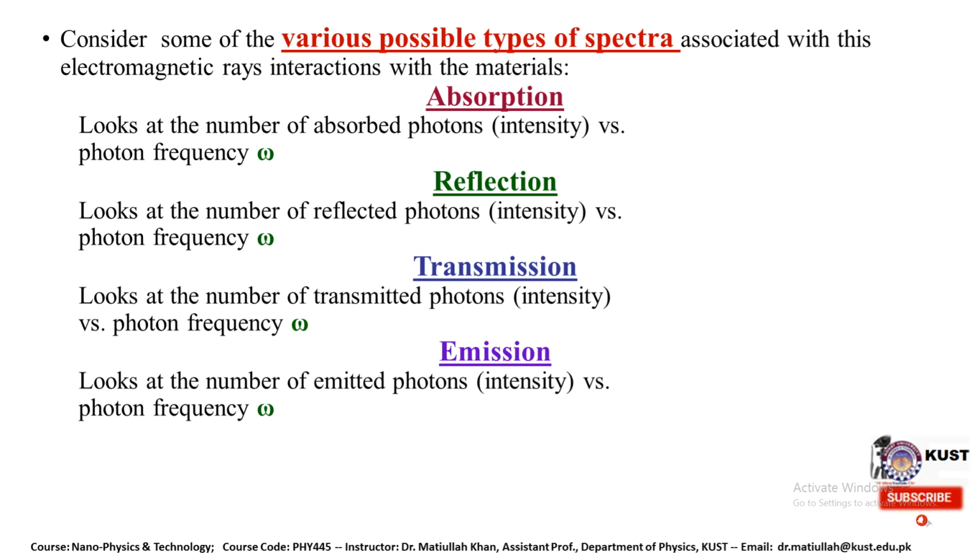And the final possibility is the emission process, where we look at the emitted photon intensity versus the photon frequency. I mean the radiation is absorbed, but the electron cannot remain for a long time in the conduction band, so it will lead to the emission process. So we need to look toward the emitted photon versus the photon frequency.